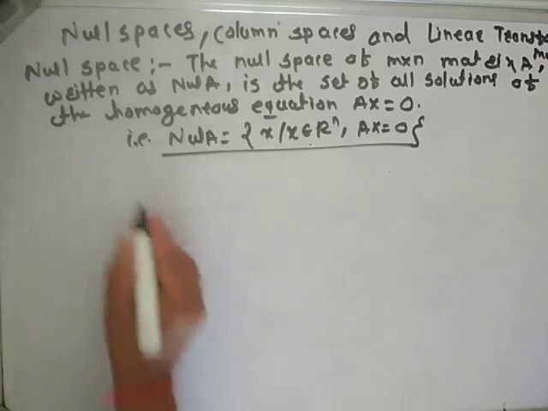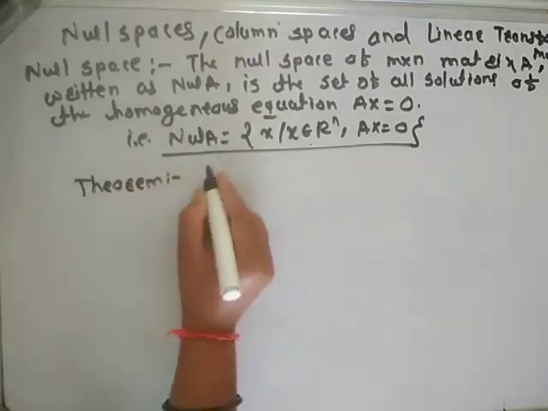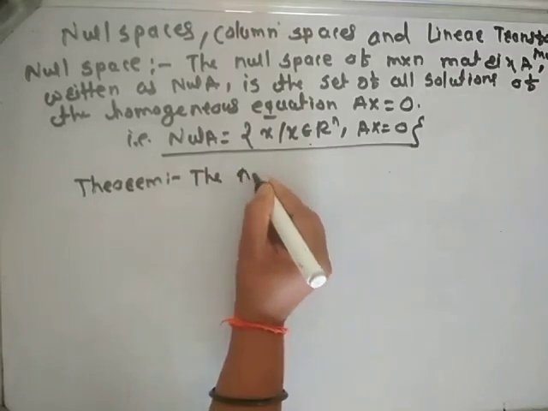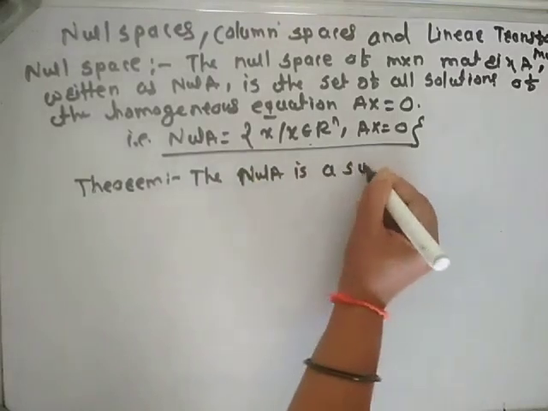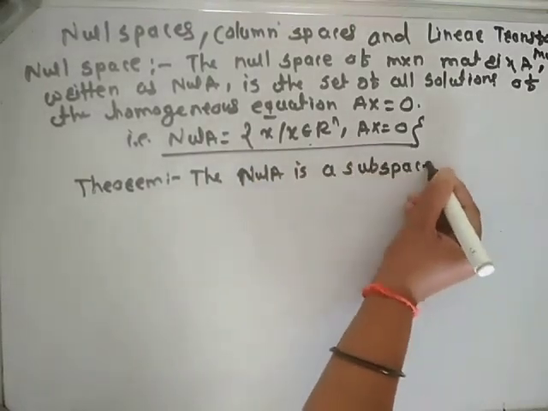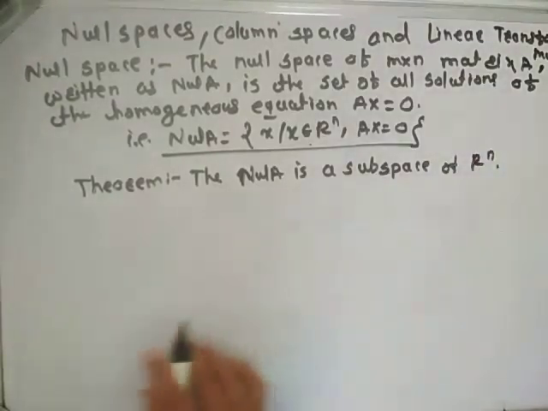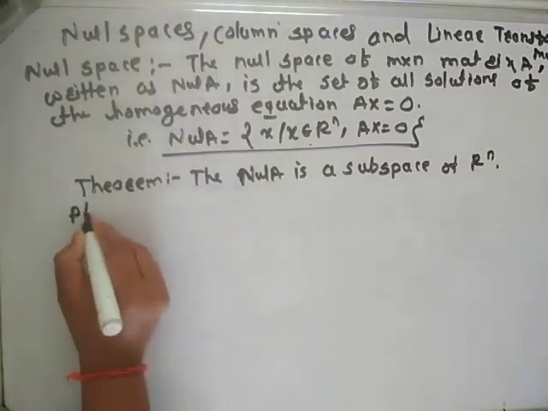Let us write down the theorem. The null space of A is a subspace of R^n. The null space of A is a subspace of R^n. Okay. Let us see the proof.